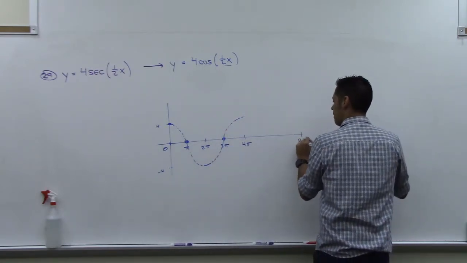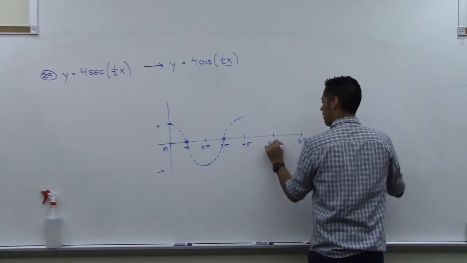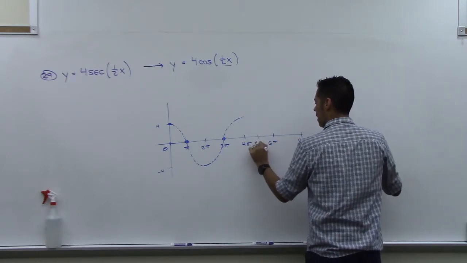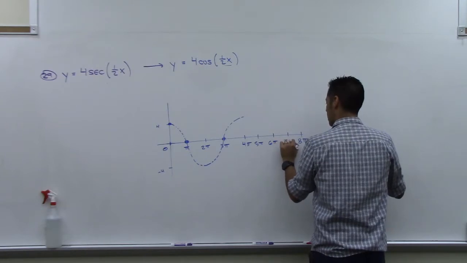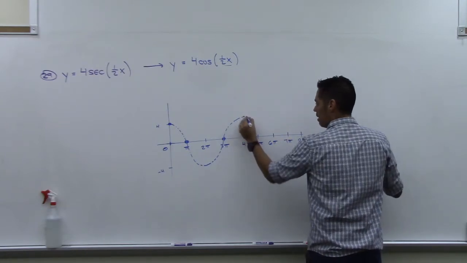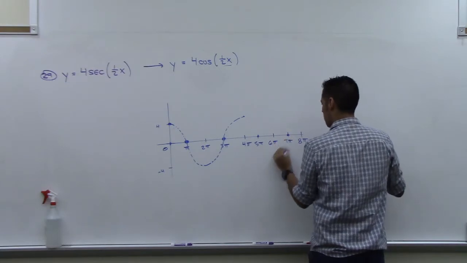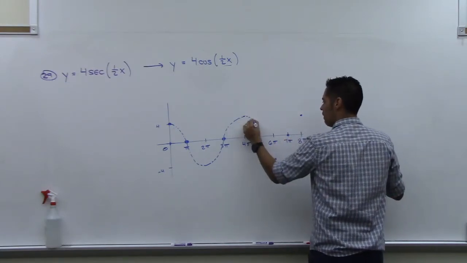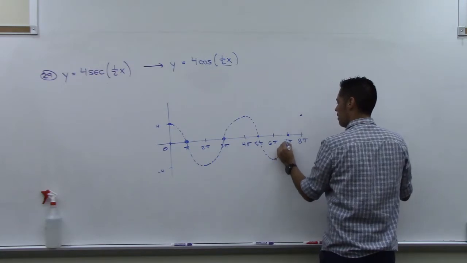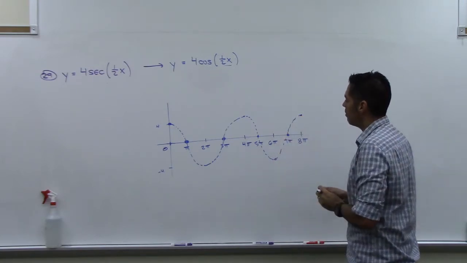Then let's continue one more period. So here's 8 pi, 6 pi, 5 pi, 7 pi, like that. And it went to here, so I'm going to have another point here, here, here, and here. So I go that. Okay, so that is the graph of this.